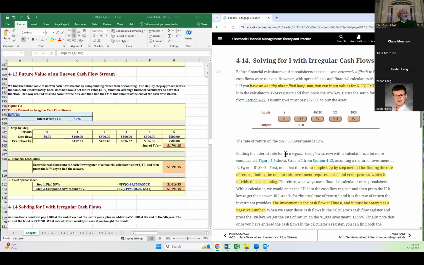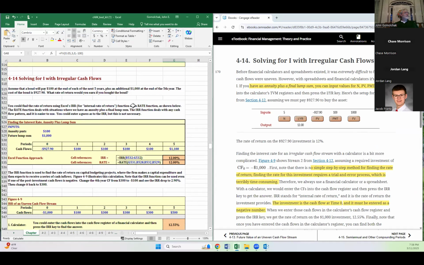All right, solving for interest with an irregular cash flow. For spreadsheets, it was extremely difficult to find I if the cash flows were uneven. However, with spreadsheets and financial calculators, it's easy to find I. If you have an annuity plus a final lump sum, you can input values for N, PV, PMT, and FV into the calculators.